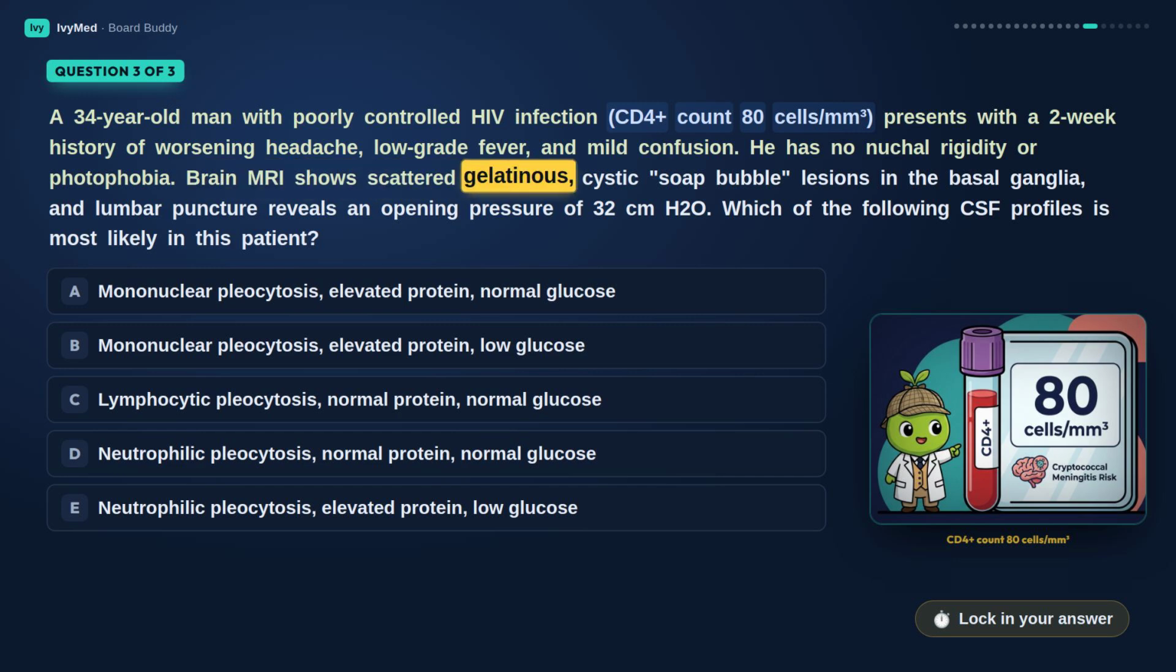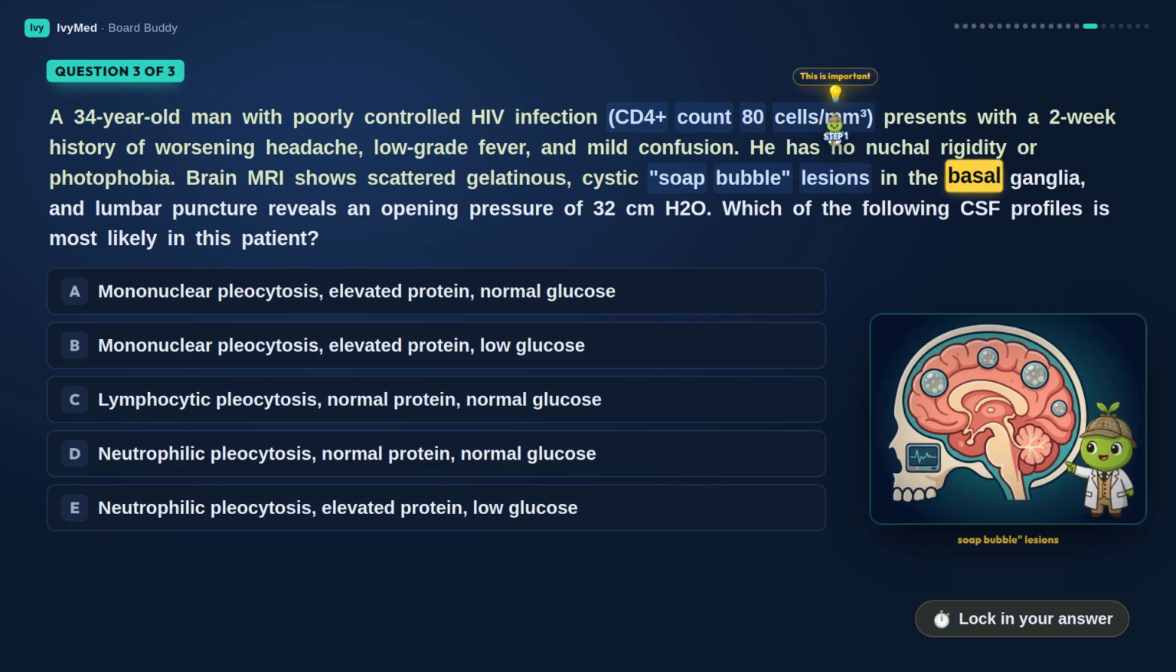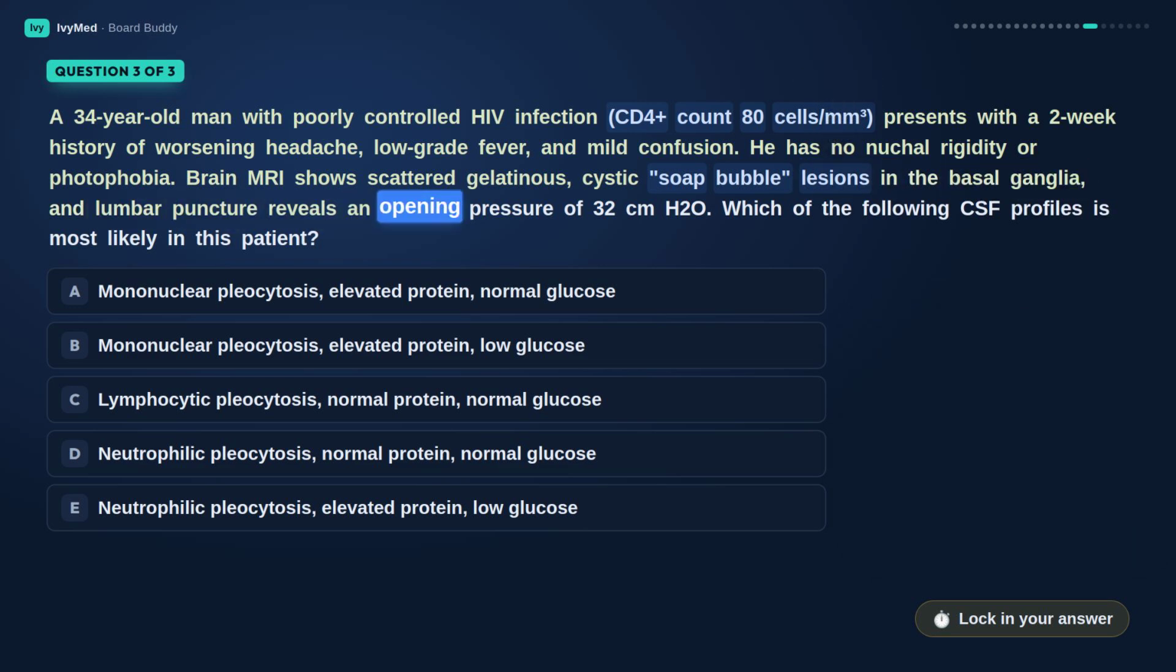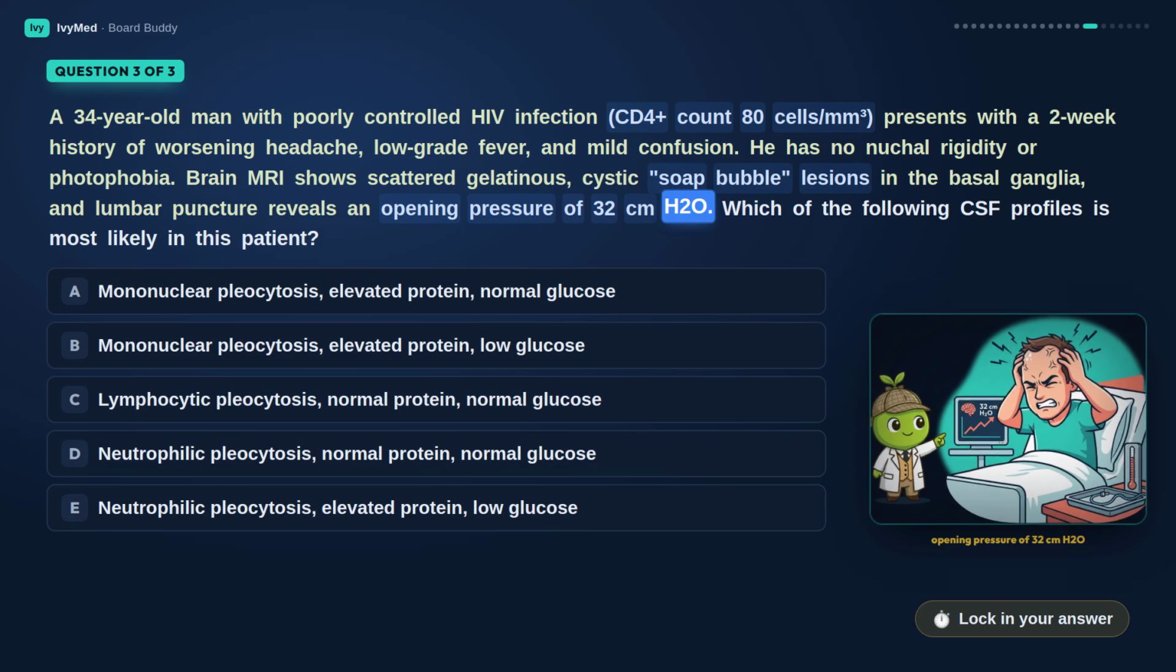Brain MRI shows scattered gelatinous cystic soap bubble lesions in the basal ganglia, and lumbar puncture reveals an opening pressure of 32 centimeters H2O. Which of the following CSF profiles is most likely in this patient? Pick your answer.